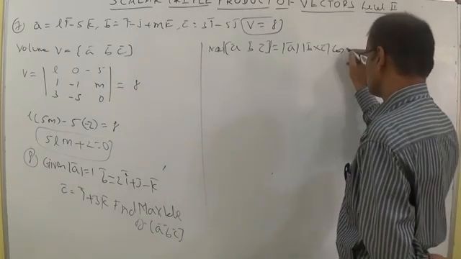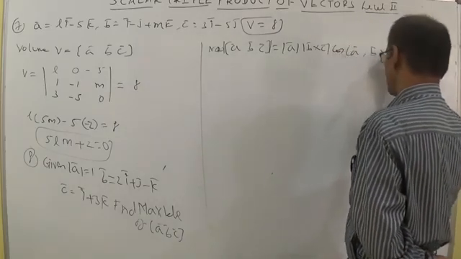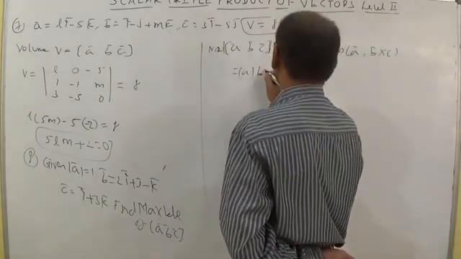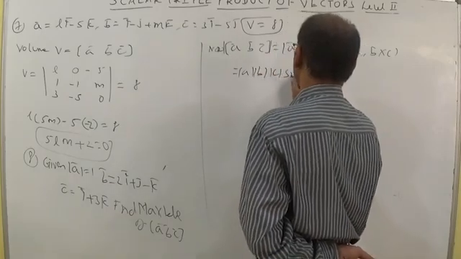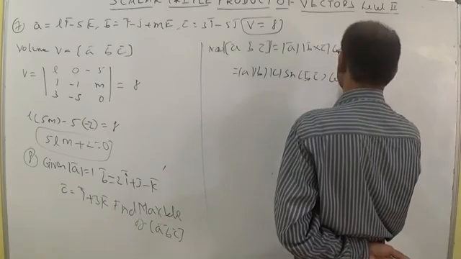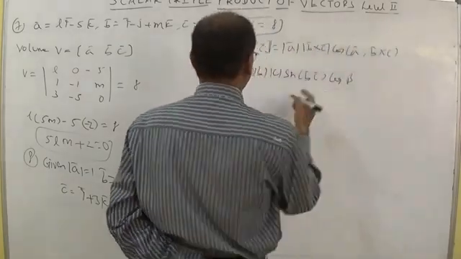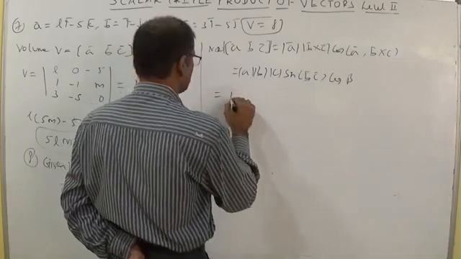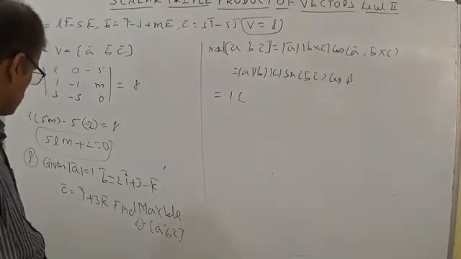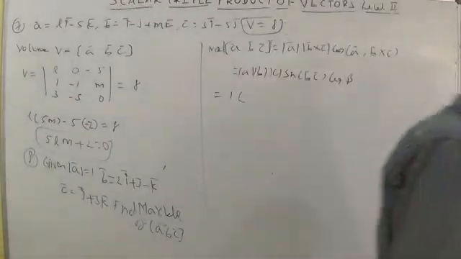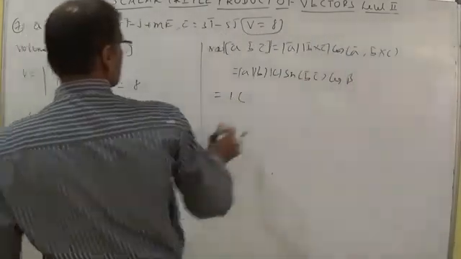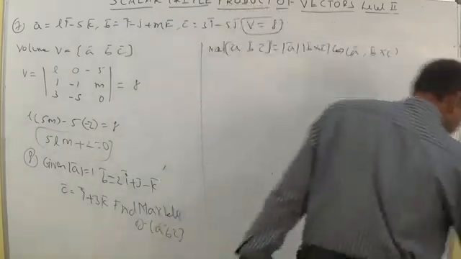If we write this one also, A comma B cross C and mod A into this one, you can write as mod B into mod C into sin of B comma C into cos beta. I am writing, we can write here sin alpha. The value of mod A is equal to 1 and B cross C. Let us discuss about B cross C. Later we can discuss about next value. Let us continue B cross C value.